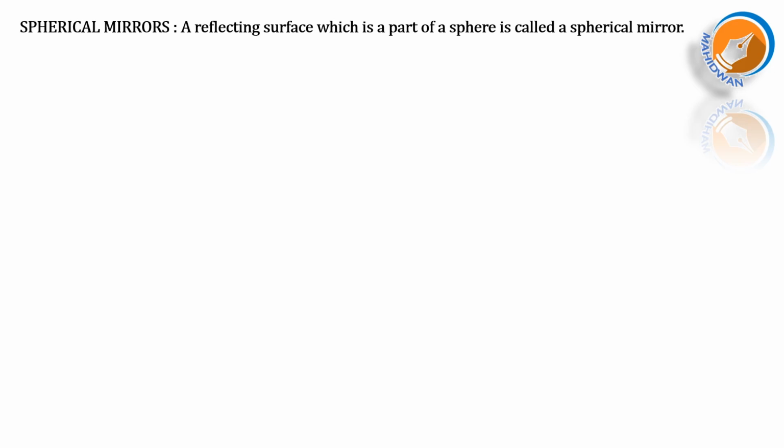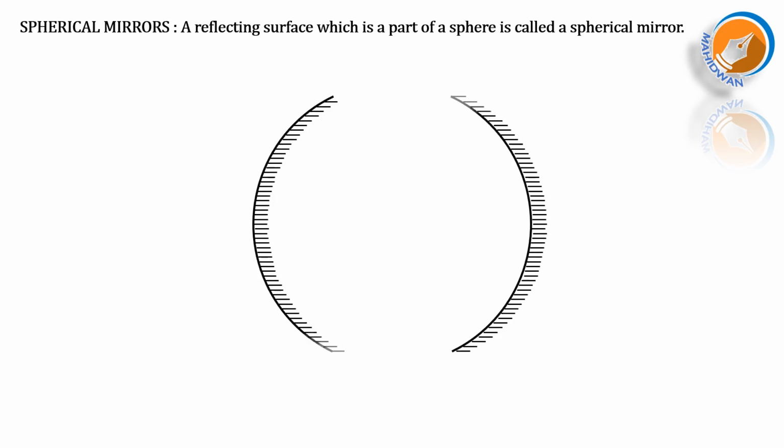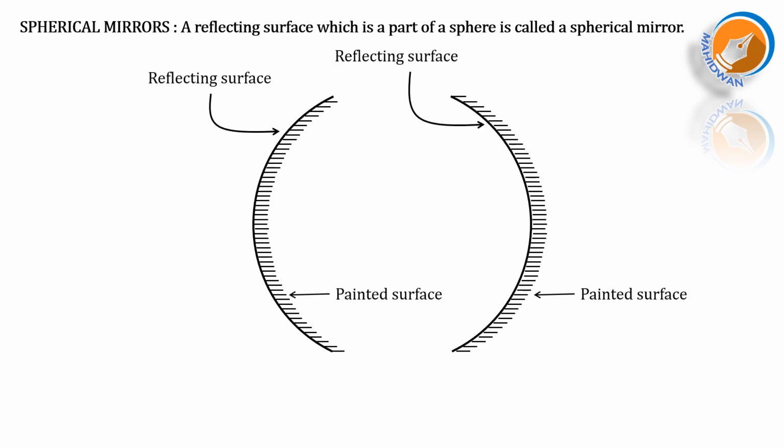just like how we paint the plane mirror. So if I paint this much part of the glass sphere, see once again. The part which is not painted is called the reflecting surface, and the other part is called the painted surface. Rays of light are going to be incident on the reflecting surface. This is called a convex mirror, and this one is called a concave mirror.